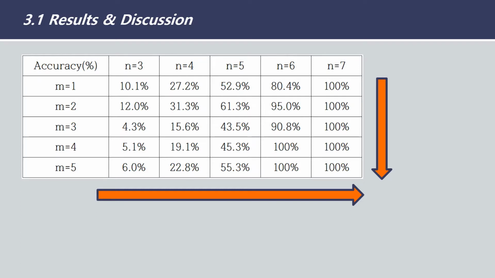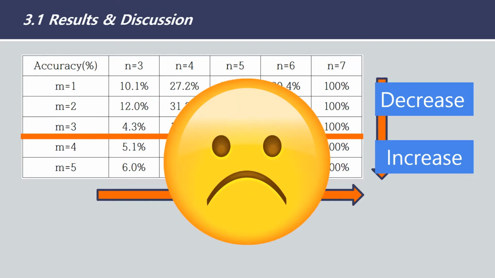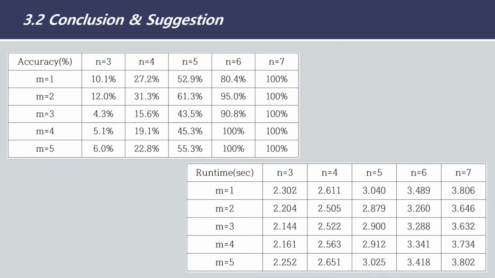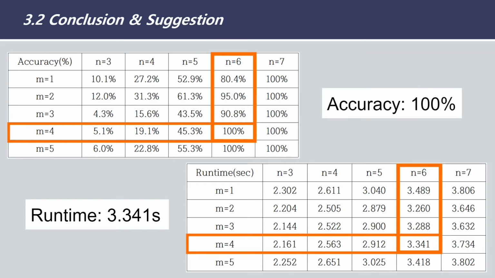However, about the term of Chebyshev polynomial, which we put as m, we can see that the accuracy decreases as m is 1, 2, 3, and then increases after 4. Unfortunately, we couldn't find out why. Now, as a conclusion, we found out that the best combination considering accuracy and runtime is when n is 6 and m is 4. It is the combination that took the shortest time among those with 100% accuracy.